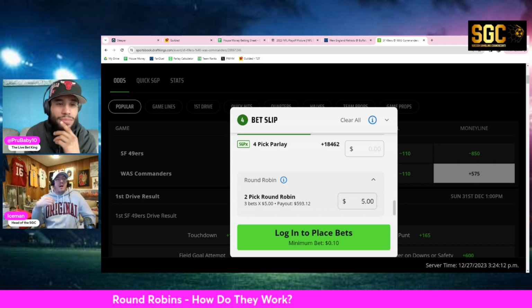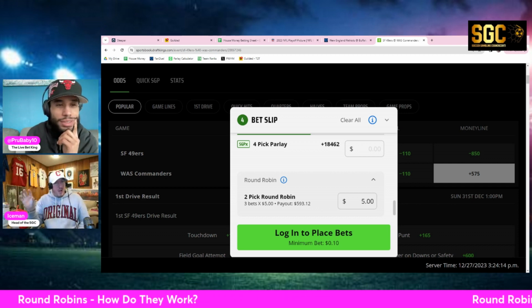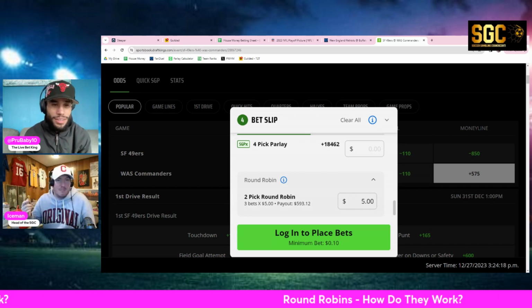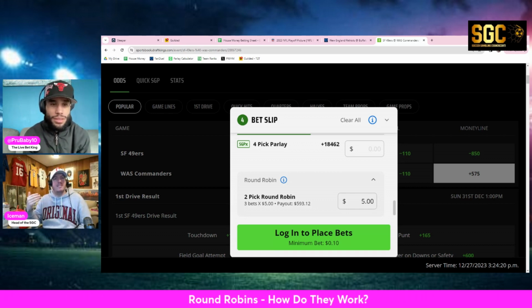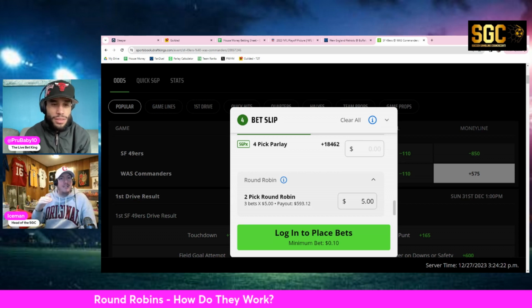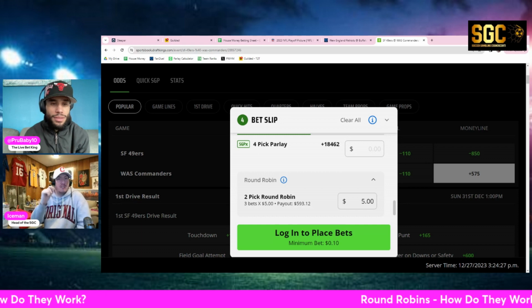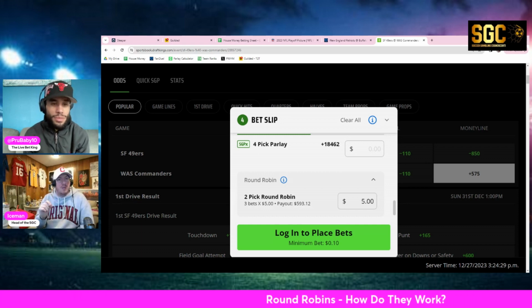And the good part about DraftKings is if you place these round robins on DraftKings, once you've placed the bet and you go into your My Bets section and you open it up, it will break down for you the returns for each combination that you've got. Right.